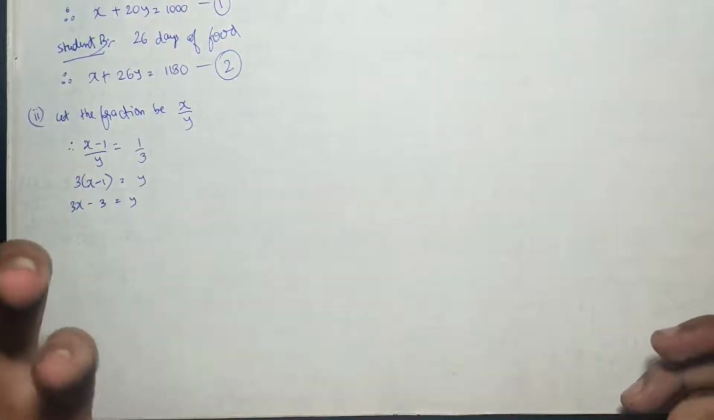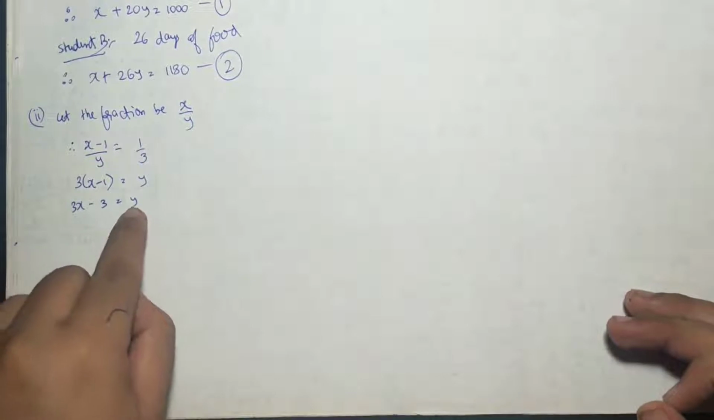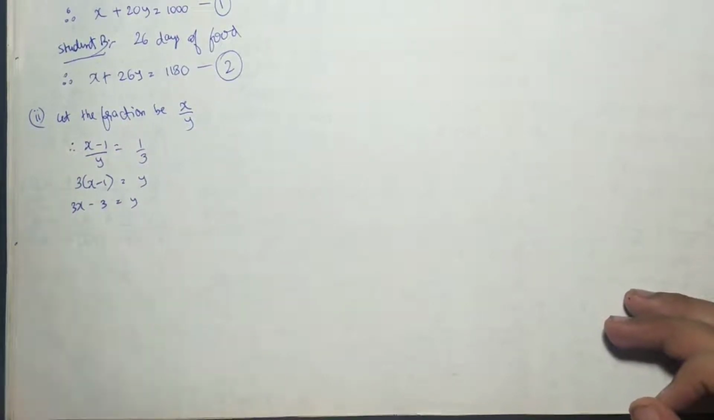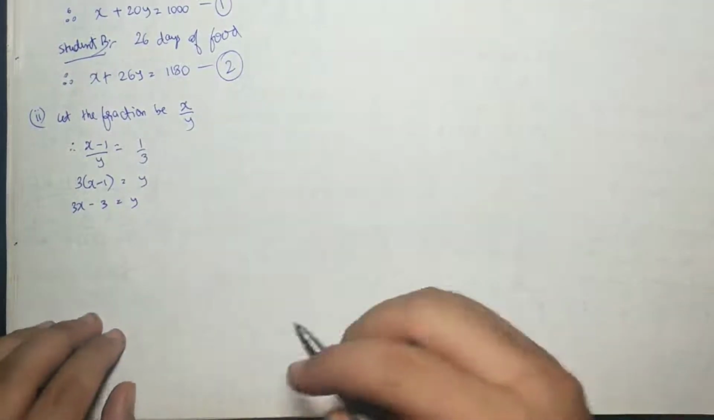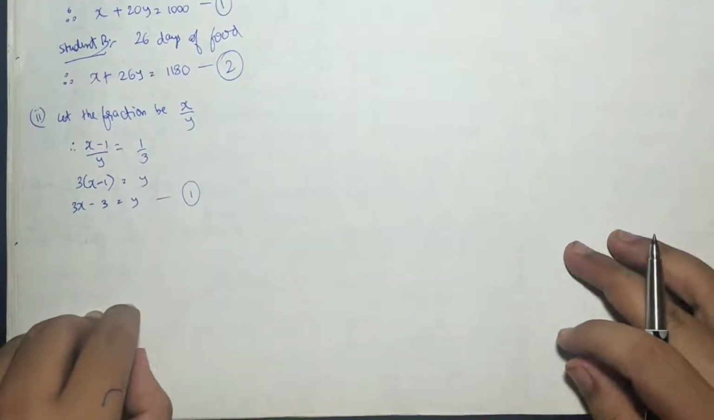Now it depends upon you. You want to do substitution. So this is your first equation. You have y and you can substitute the value of y in any of the equation. If you want to do elimination, y should be taken on the left hand side. It depends upon you. So I prefer stopping over here. This is your first equation.